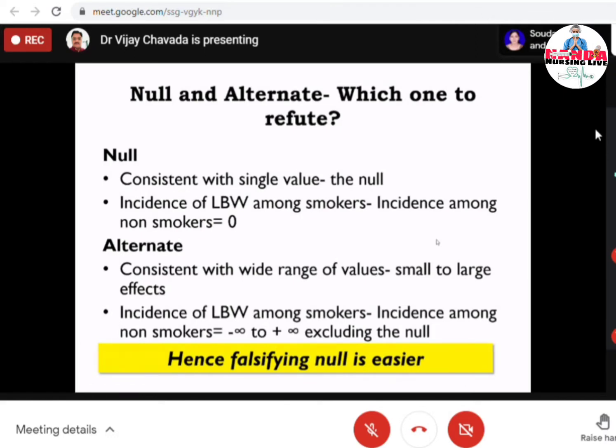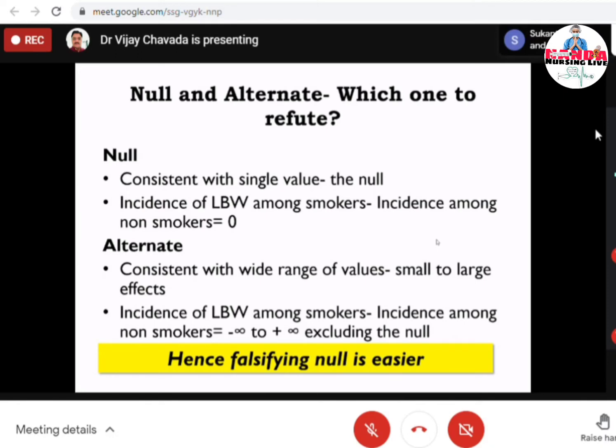Now, what do we mean by the alternative hypothesis? It is consistent with a wide range of values, ranging from a small value to a large effect. Meaning the incidence of low birth weight among smokers minus the incidence among non-smokers may range from minus infinity to plus infinity. It can have any number from one end to the other end.